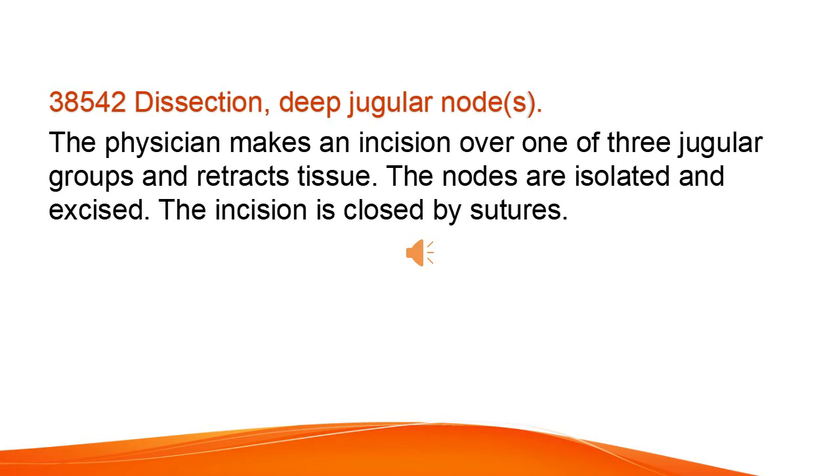Dissection, deep jugular node, S. The physician makes an incision over one of 3 jugular groups and retracts tissue. The nodes are isolated and excised. The incision is closed by sutures.